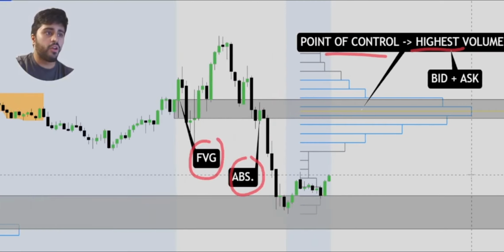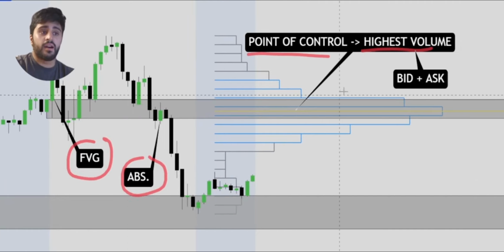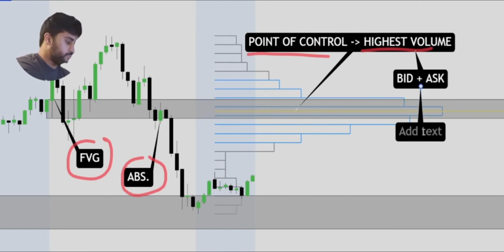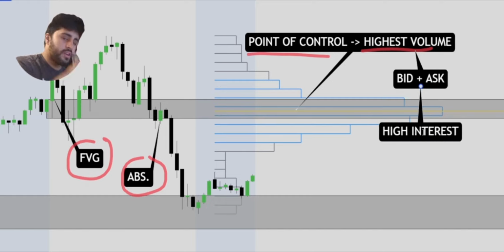Because high volume corresponds to high interest. And high interest is where you want to be trading from. So high volume corresponds to high interest, right? Interest meaning buyers and sellers are interested in trading at that price. They like that price. They think that is a fair price in the market, right?